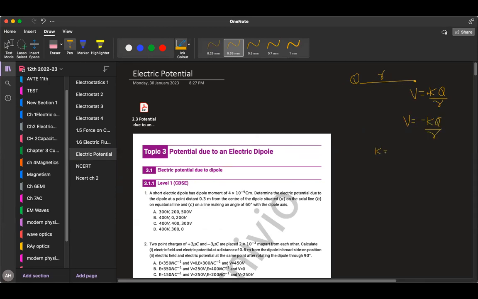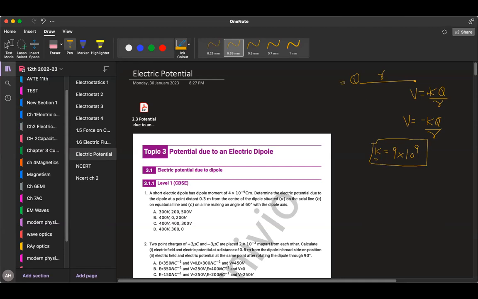What's the value of this k, the k that we use in Coulomb's law or in the expression of electric field? Sakina, what's the numerical value of this k? We discussed in the last class also. Remember, this k is 9 into 10 raised to the power 9. That's the numerical value of this k.